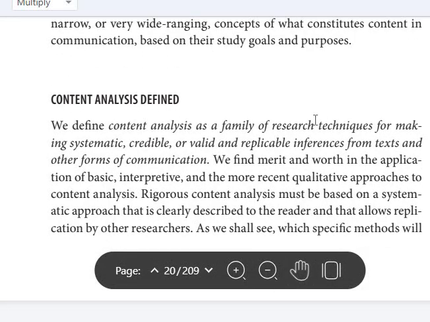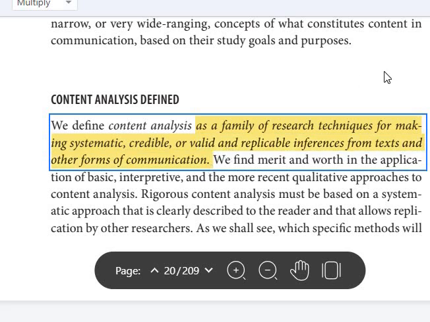We define it as a family of research techniques for making systematic, credible, or valid and replicable inferences from texts and other forms of communication. So it is systematic, it is replicable, and it is credible. This is the most important thing. Now let's move on to the origins and history of content analysis.